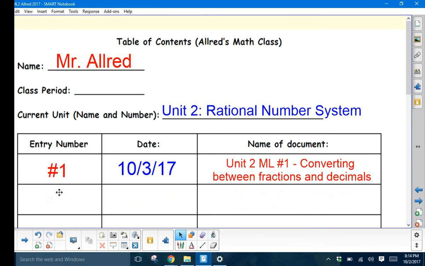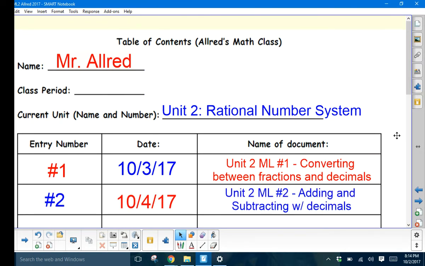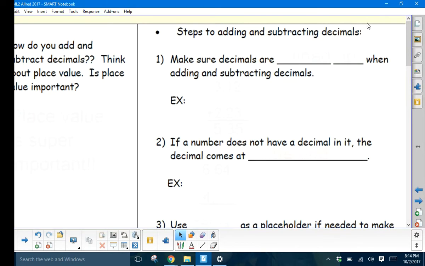I wanted to make you aware this is your second entry in Unit 2. This is Unit 2, mini lesson number 2, adding and subtracting with decimals. By the time you watch this, when we get to class tomorrow, it'll be October 4th. So this is entry number 2, 10-4-17, Unit 2, mini lesson number 2, adding and subtracting with decimals. You're going to want to write the number 2 on the top right side of that page, which is entry number 2, and we are going to get started.